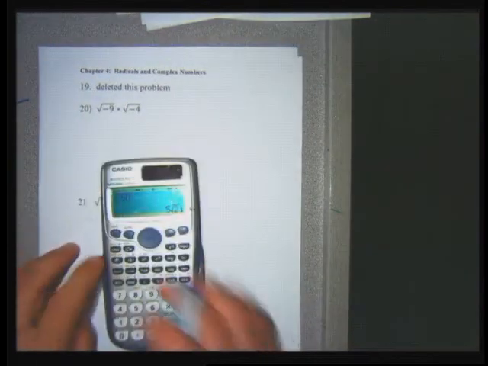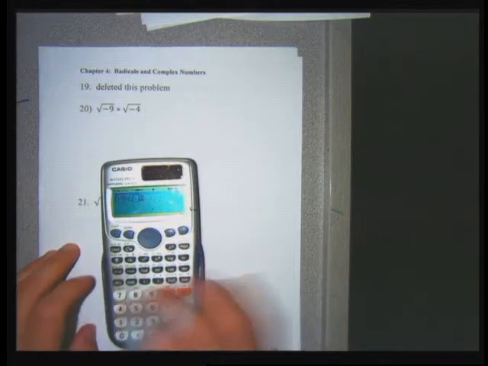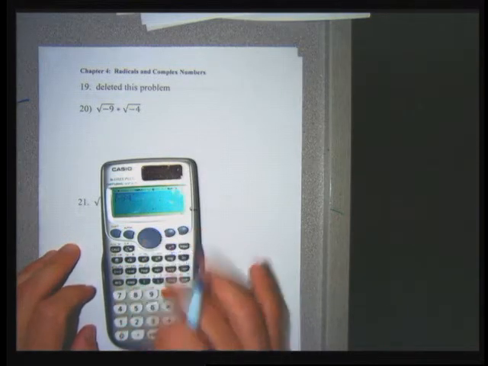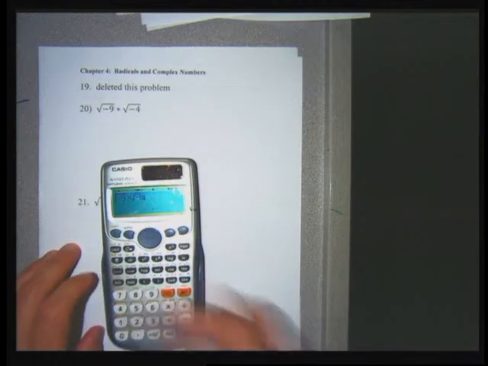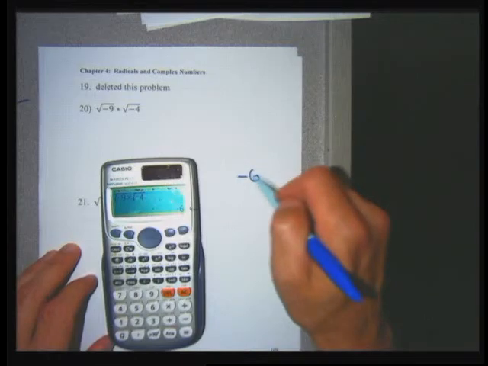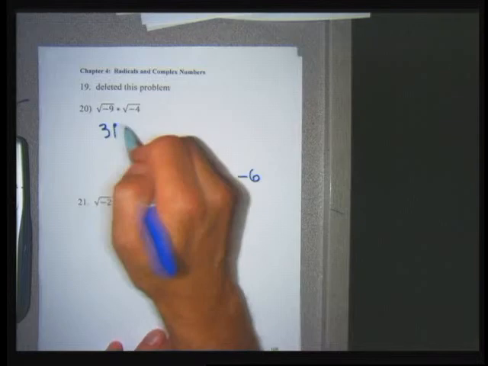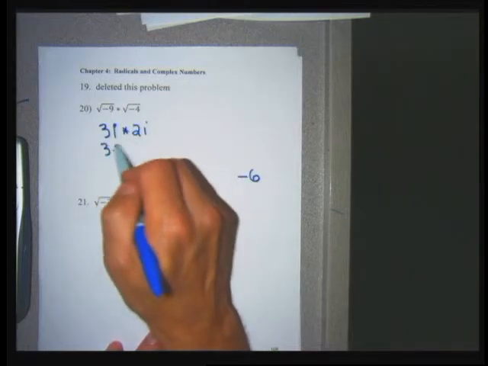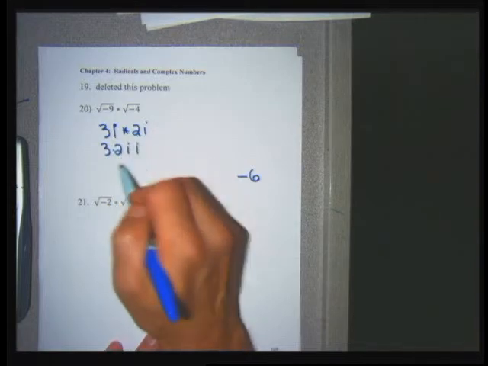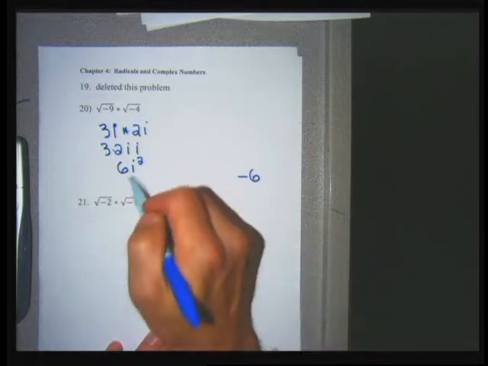Problem 20: square root of negative 9 times square root of negative 4. The answer is supposed to be negative 6. By hand, the square root of negative 9 is 3i. The square root of negative 4 is 2i. Then I'm going to multiply the 3 and the 2 and the i and the i. 3 times 2 is 6. i times i is i squared. And this gives me 6 times minus 1, which is minus 6.